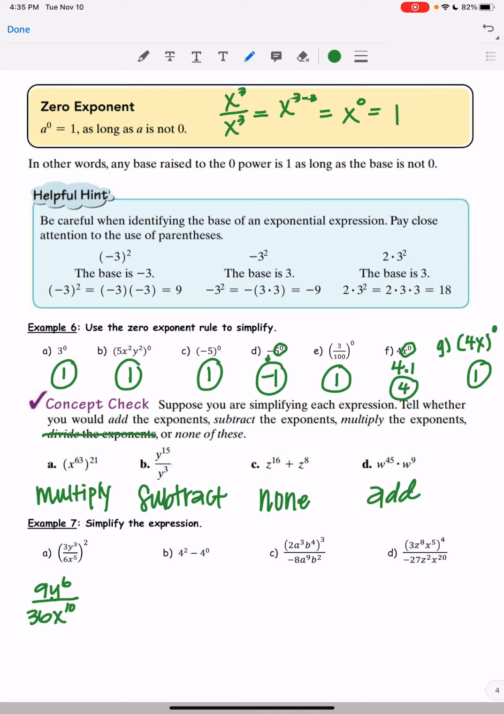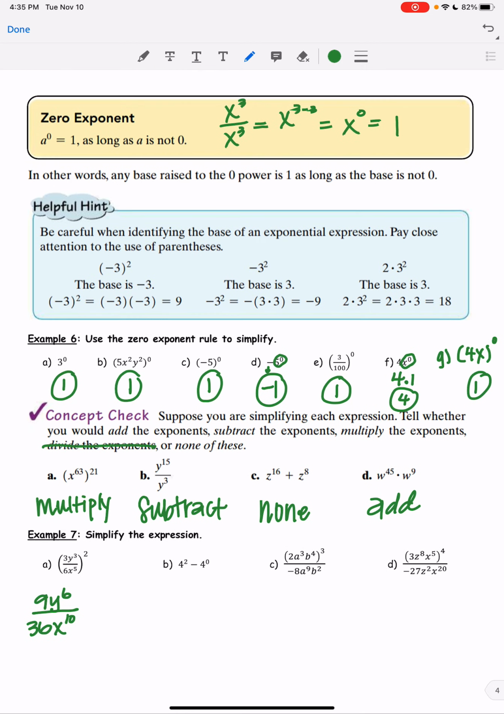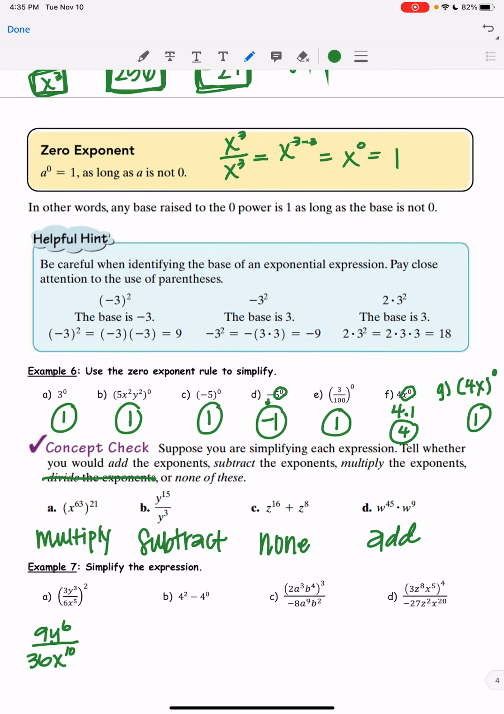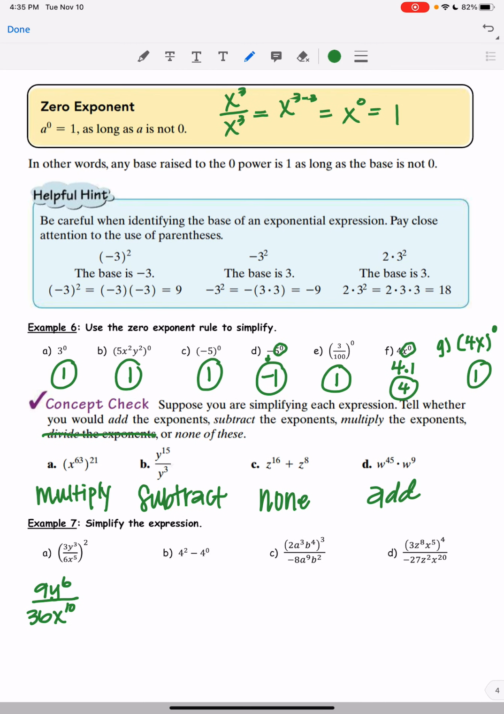Now be careful after you do these rules, especially when you have a fraction. You have to ask yourself, can you simplify? And we can. 9 and 36 are divisible by 9. And so my final answer here is y to the 6th over 4x to the 10th.